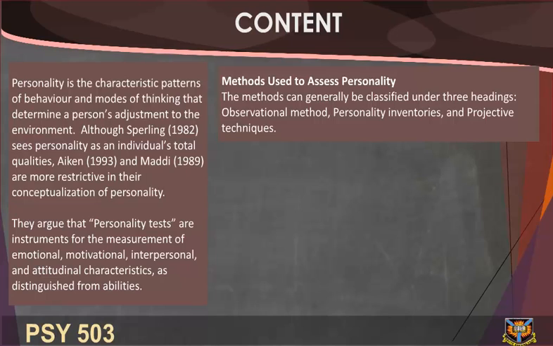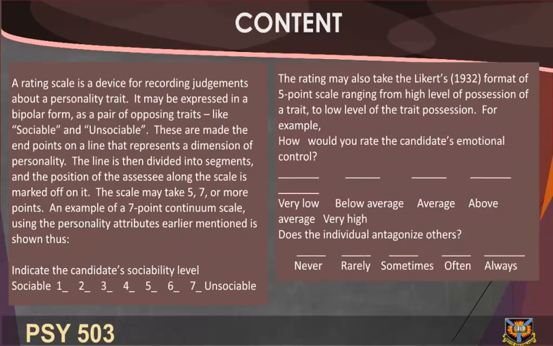Methods used to assess personality. The methods can generally be classified under three headings: observational method, personality inventories, and projective techniques. A rating scale is a device for recording judgment about a personality trait. It may be expressed in a bipolar form as a pair of opposing traits, like sociable and unsociable. These are made the endpoints on a line that represents a dimension of personality.